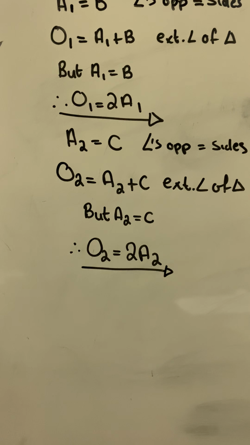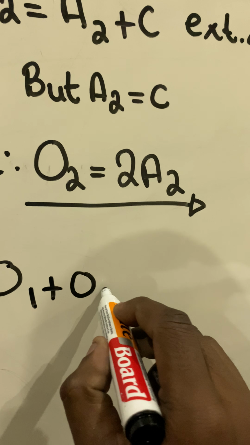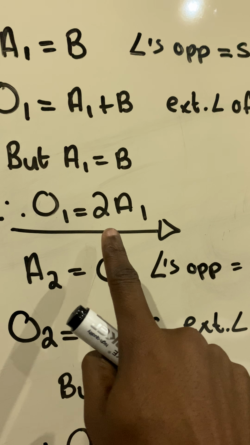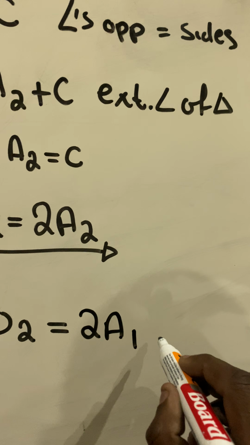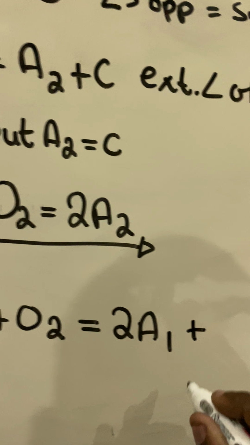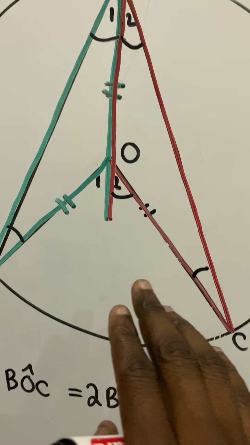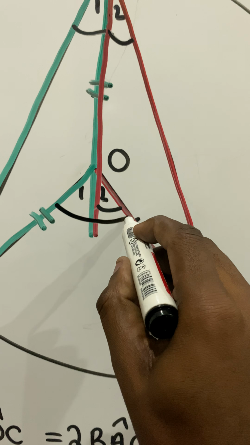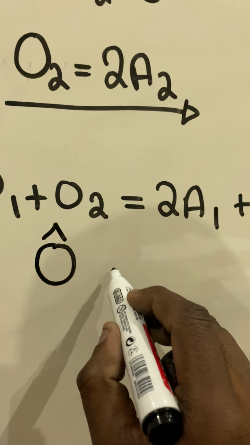Now you're going to have to make your conclusion. Now you're going to say O1 plus O2. What did we say O1 was? Well, we said O1 is 2 times A1. So it's going to be 2 times A1, right? Plus, what did we say O2 was? O2 is 2 times A2. Now come look here. O1 plus O2 is basically just this angle here at the center, which is just O. So here is just going to be angle O.